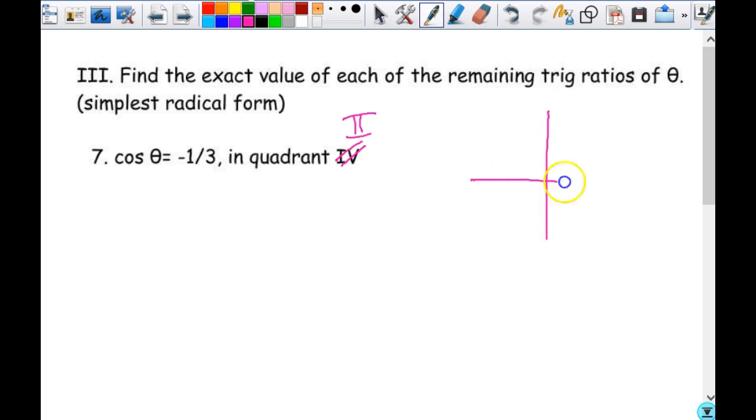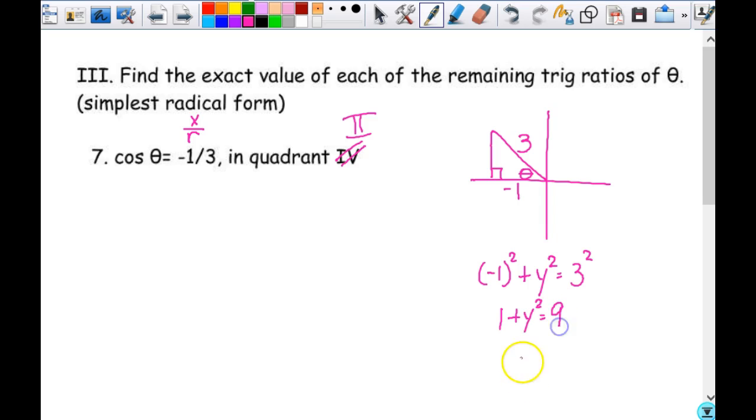So here is my picture. Now, I know my triangle is in quadrant 2, so it's going to look like this. And cosine, I know, is x over r. Radius is always positive, so this is 3, this is 1. It's actually a negative 1. And then how am I going to find my y value? Pythagorean theorem. So this is x squared, which is negative 1 squared, plus y squared equals 3 squared. It's 1 plus y squared equals 9.